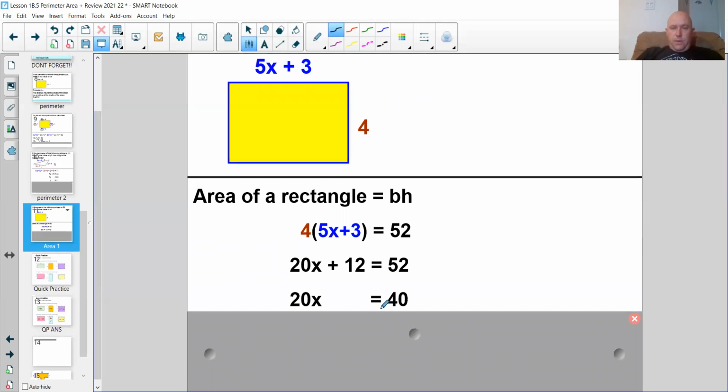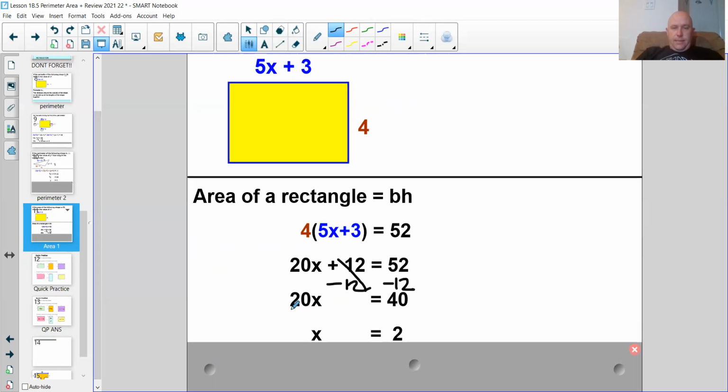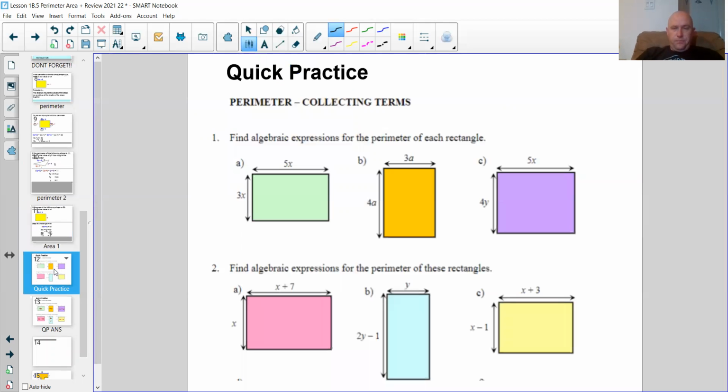And then I can take away 12 from both sides. Take away 12, take away 12. That one cancels because I did the opposite, and then work out 52 minus 12. And then last step, we can divide both sides by 20. And 40 divided by 20 is 2, just like you can see at the bottom there. And if you wanted to substitute back, you could as well. And that's 5 times 2 is 10, add 3 is 13, and 4 times 13 is definitely 52, which it says in the question. So I know I got this one correct.